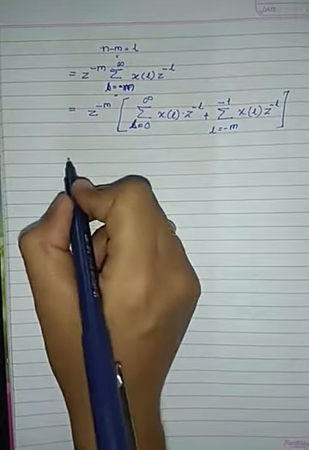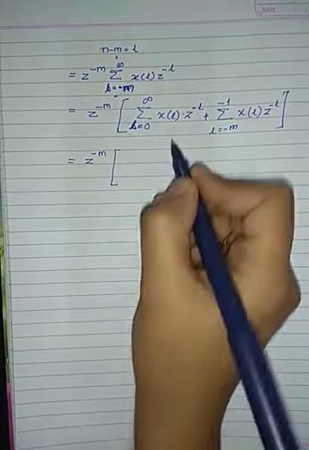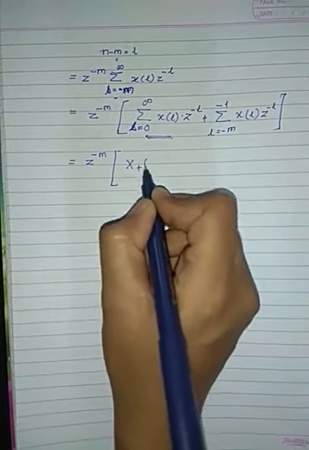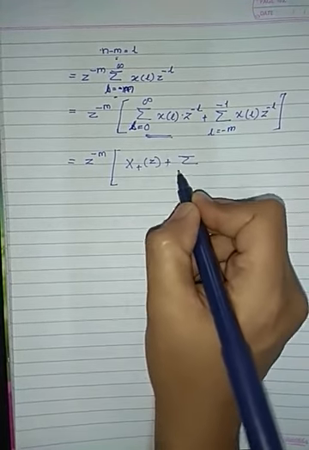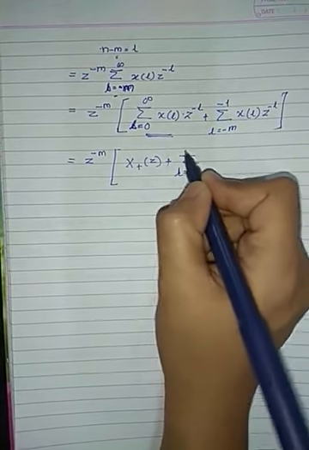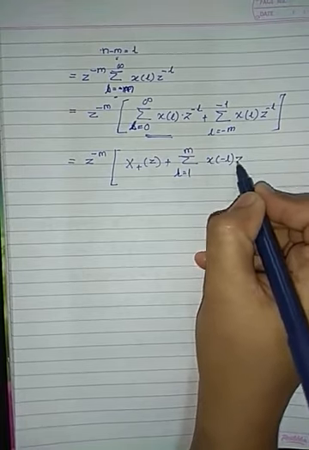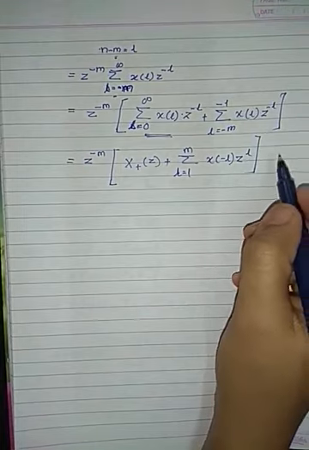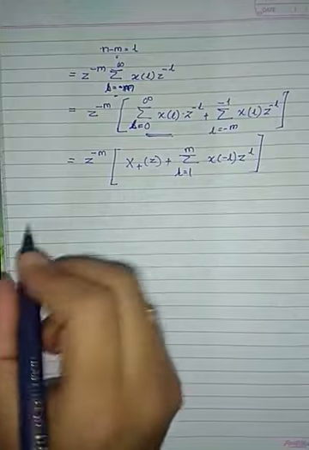Okay, so here now our solution becomes z raised to minus m. This is nothing but the z transform of the one-sided sequence. So it is z raised to m, X plus of z, plus summation from L equal to 1 to m of x of minus L into z raised to L. Okay, so this is the proof for the first one, the one-sided sequence or causal sequence.